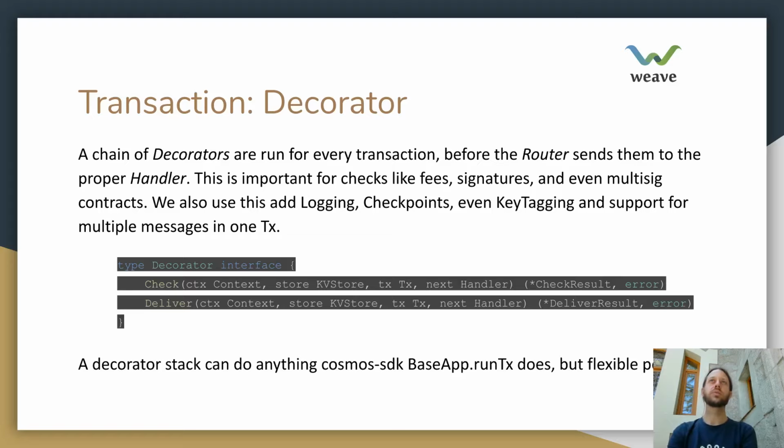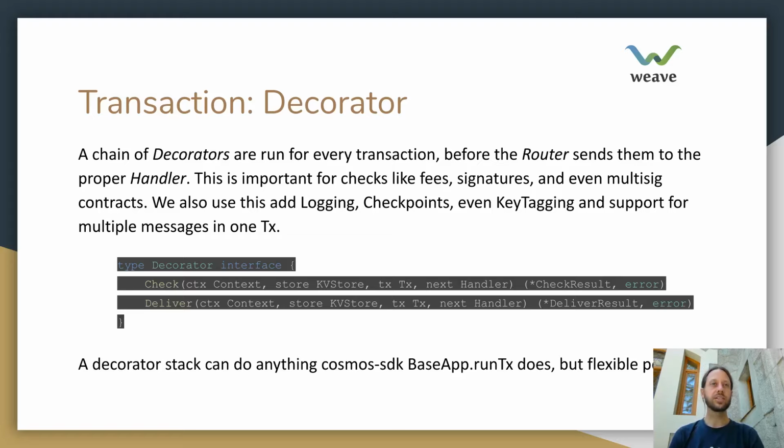So the whole framework, which we'll see piece by piece here, is: the transaction is parsed by the decoder, it's persisting, we unmarshal it, and then we run a chain of decorators. So many decorators are passed, and then it is sent to a router which handles it, sends it to a handler, and runs it. This is important for all checks like fees or signatures, logging, checkpoints, or various objects.